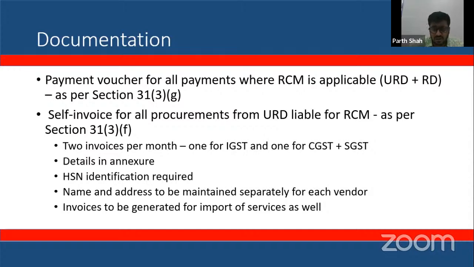For all RCM, you need not make a separate invoice each time. You can have 2 invoices per month, one for IGST transactions and one for CGST, and the names and addresses of your suppliers can be mentioned as an annexure. Basically, once you generate the self invoice, on the basis of this self invoice, you can claim credit in your GSTR3B. Please note, right now, the self invoice is not required to be given to your supplier or anything like that. It is an internal document required to be maintained internally by the company.